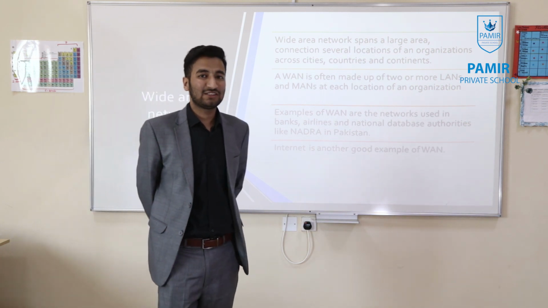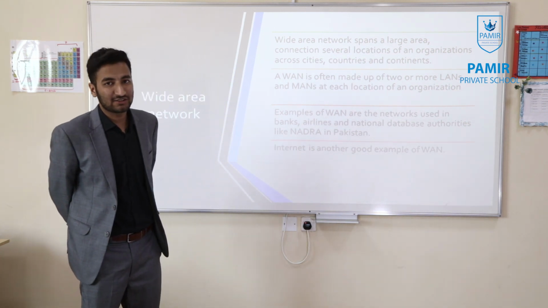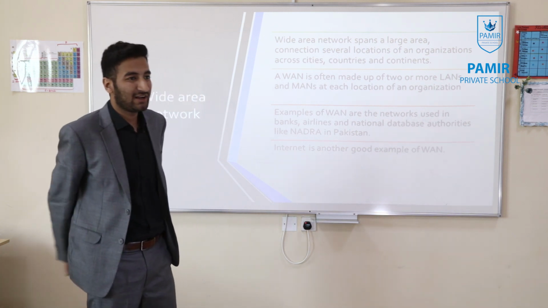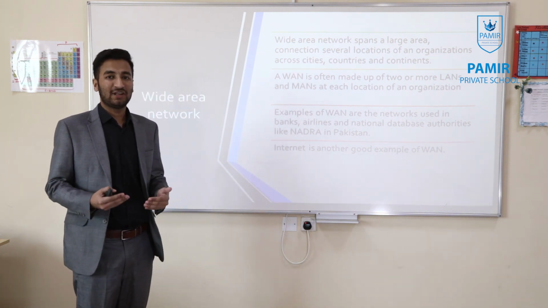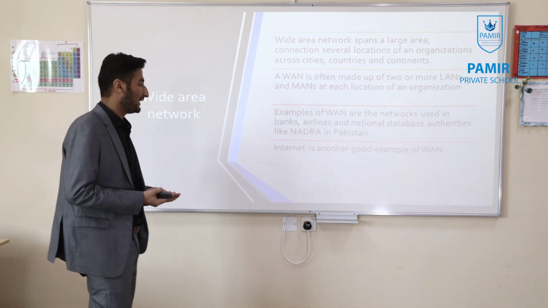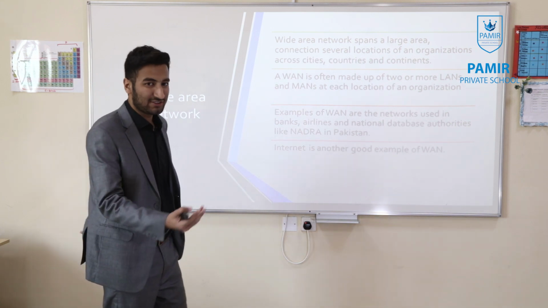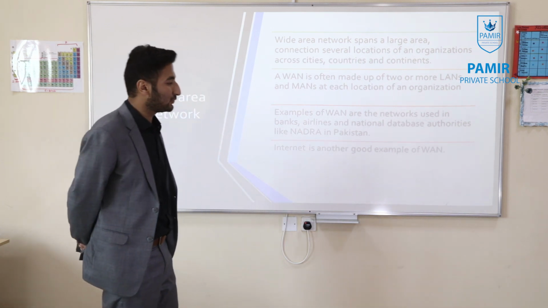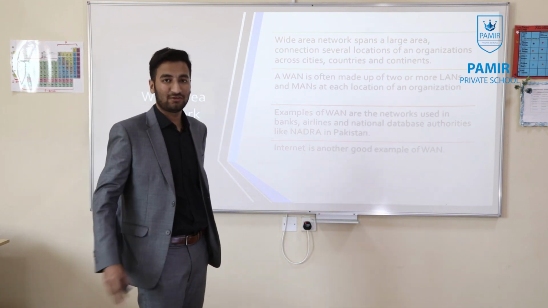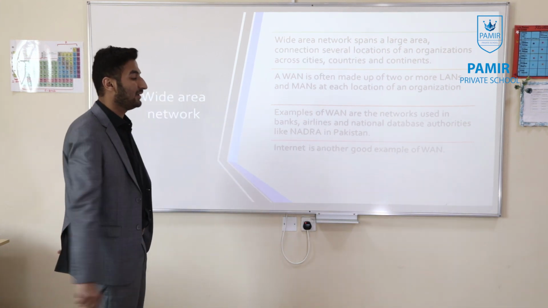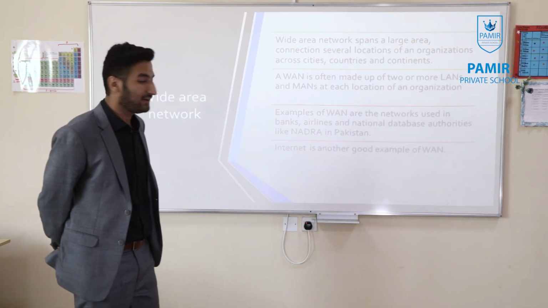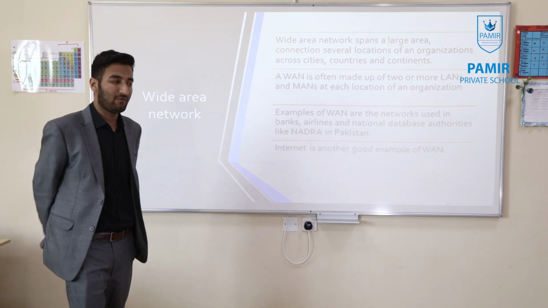The second network type is wide area network, which we call WAN. WAN covers a large area. It connects cities, countries and continents together. WAN is often made up of 2 or more LANs. Examples of WAN: airlines, school systems, banks, and the database system called Nadra in Pakistan all use WAN. The very best example of WAN is the internet. The internet we are using is an example of WAN.